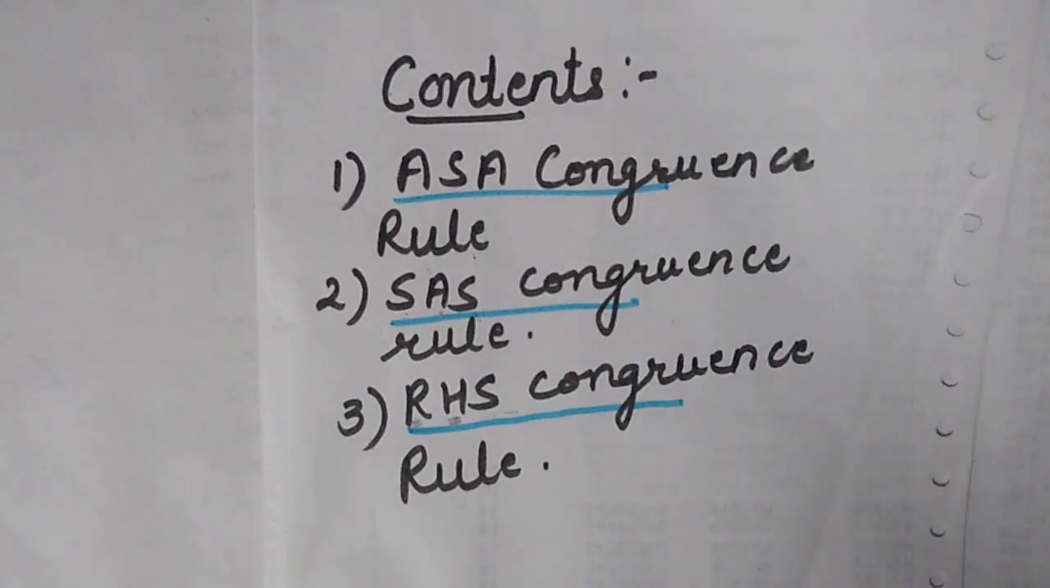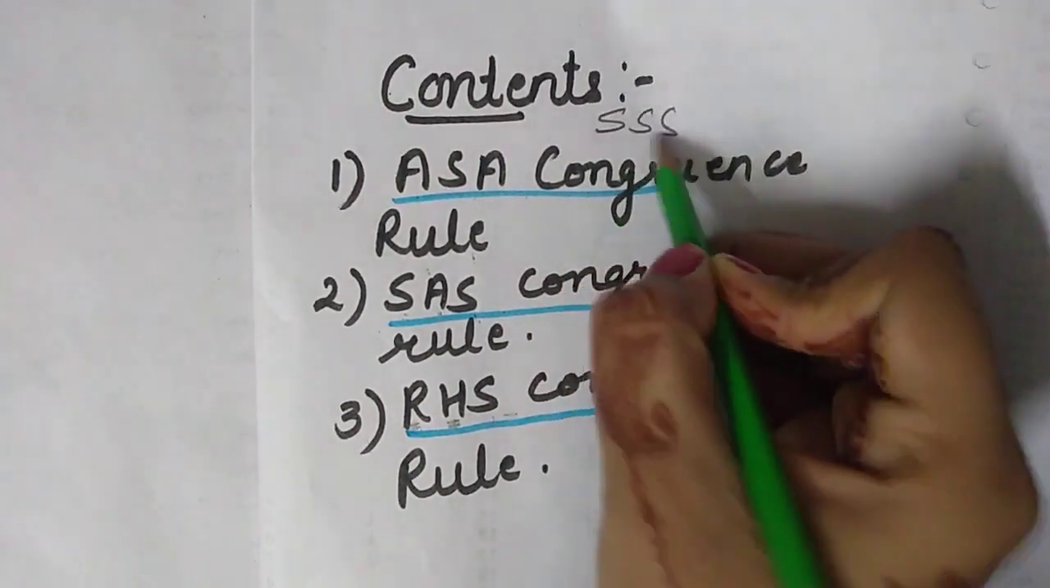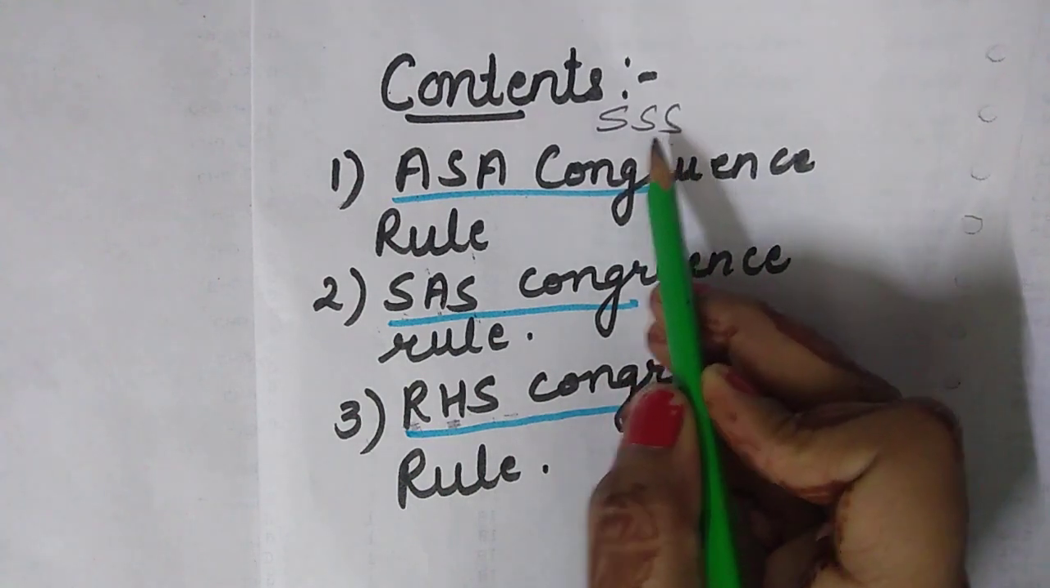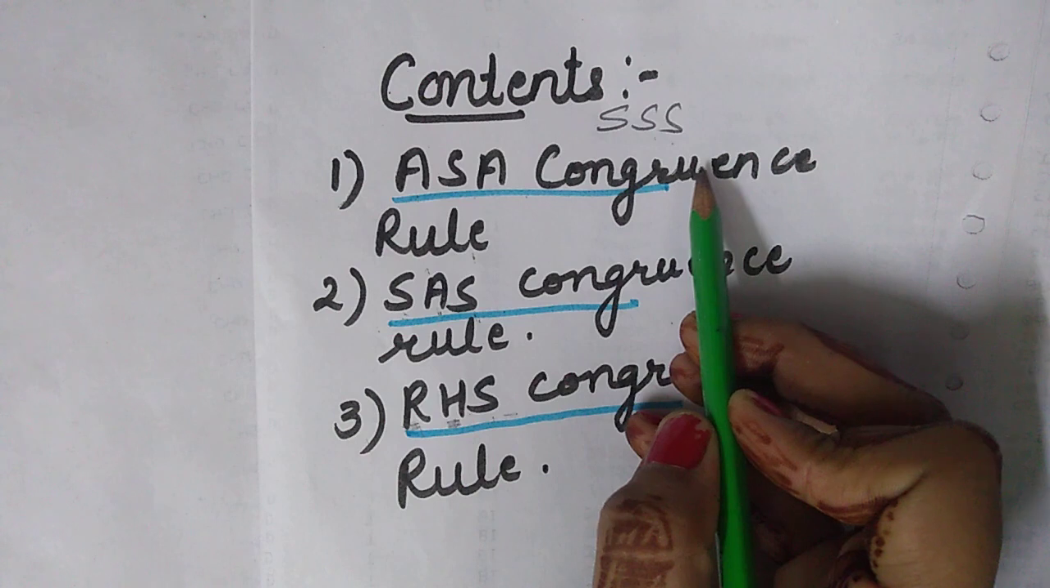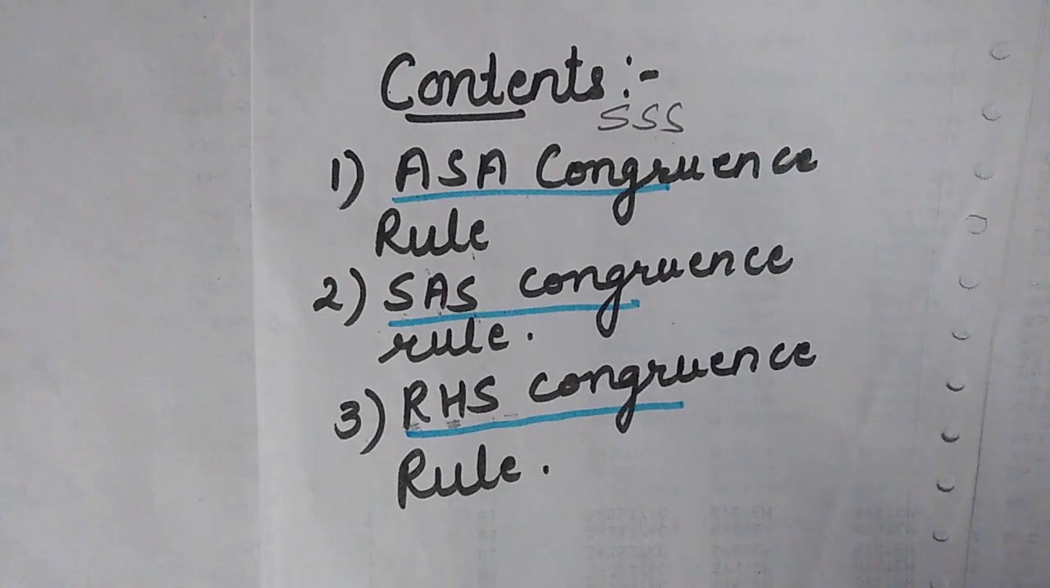Okay. So in the previous lecture we have learned about the meaning of congruence, and then we have learned the very first rule of congruence, that is SSS congruence rule. It states that whenever 3 sides of one triangle are equal to 3 sides of another triangle, then the triangles are congruent. Okay, it means they will completely overlap each other.